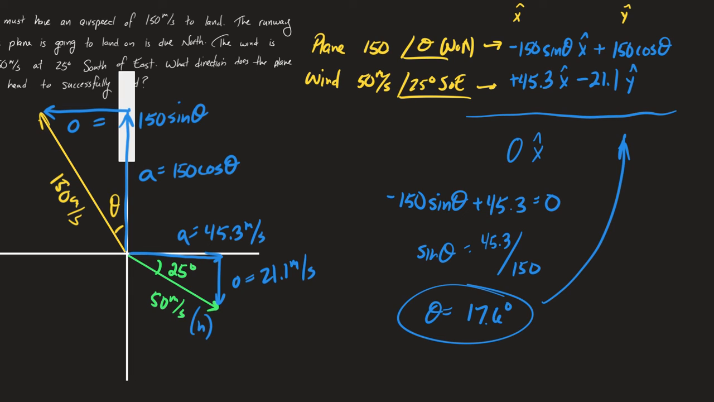But what about backwards, does the wind reduce the plane's forward momentum at all? It reduces its forward ground speed, sure. That would be the answer of finding out what this component is. I'm not sure what you're interested in knowing here, but you could find this out. Do so. 150 cosine 17.6 minus 21.1.